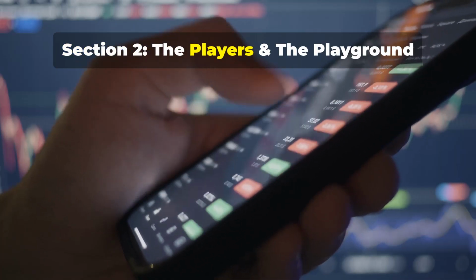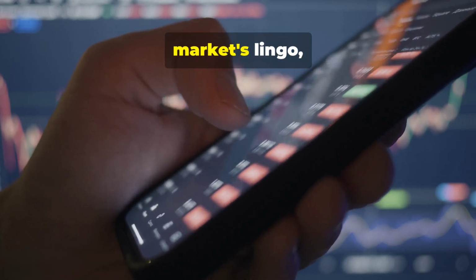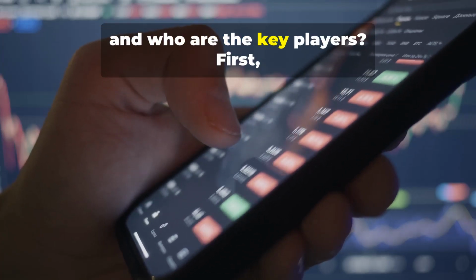Section 2. The players and the playground. Who and where. Now that you know the market's lingo, let's talk about the ecosystem. Where does all this happen and who are the key players?